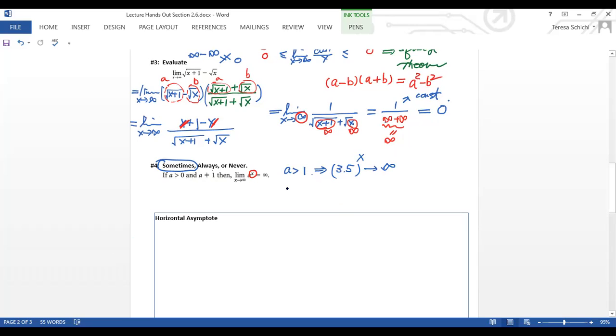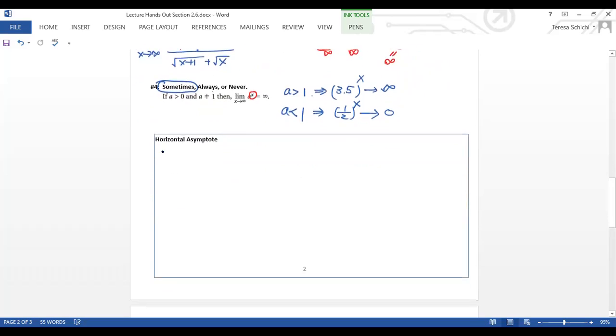That's true. But if I have a less than 1, say I have 1/2, then when x goes to infinity, what does this one approach? It will approach 0, right? Because then your denominator is going to get bigger and bigger. So when x equals 1 it is 1/2, x equals 2 is 1/4, x equals 3 is 1/8, correct? That's why we say the answer is sometimes.